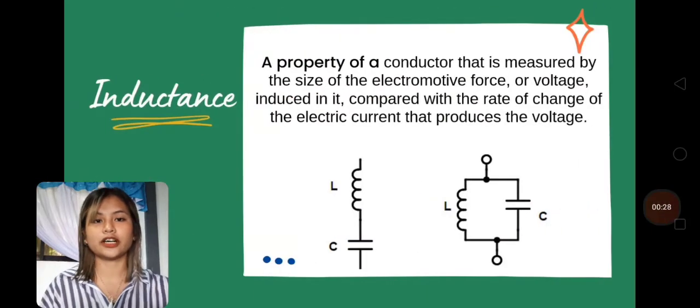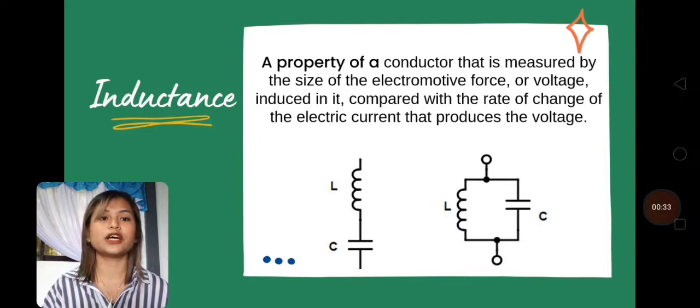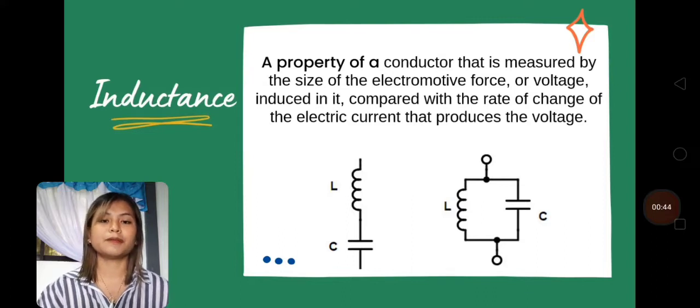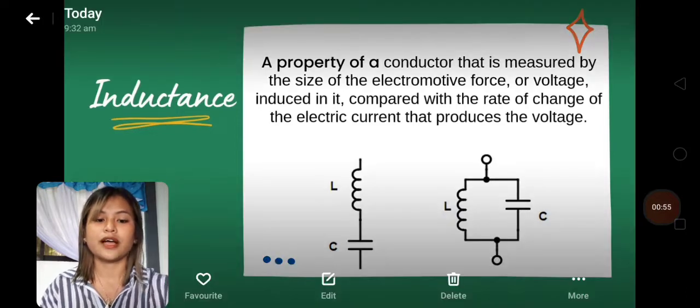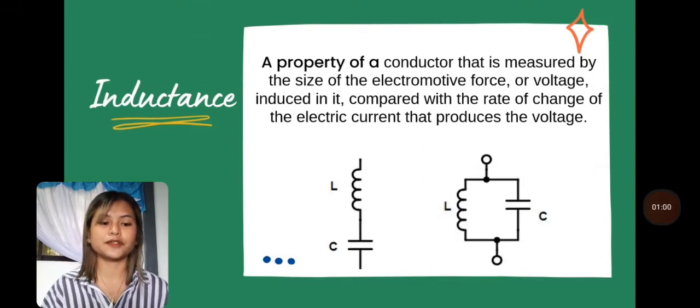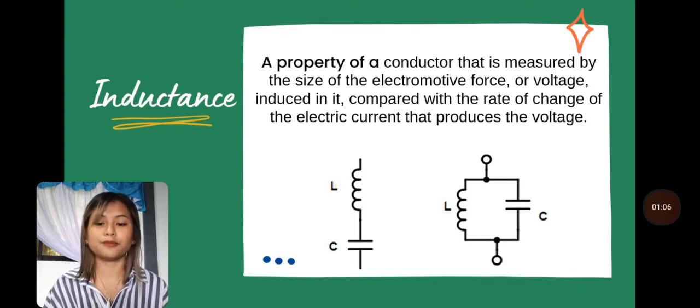Okay, what is inductance? Inductance is a property of a conductor that is measured by the size of the electromotive force or voltage induced in it, compared with the rate of change of the electric current that produces the voltage. And inductors are typically used as energy storage devices in switch mode power devices to produce DC current. The inductor, which stores energy, supplies energy to the circuit to maintain current flow during off-switching periods, thus enabling topologies where output voltage exceeds input voltage.